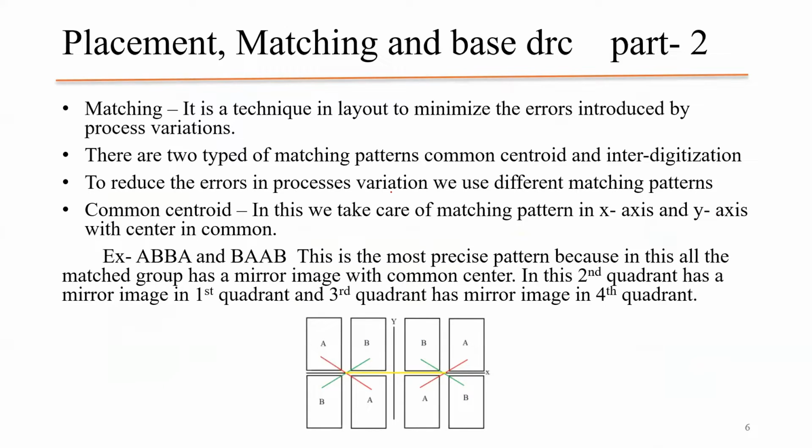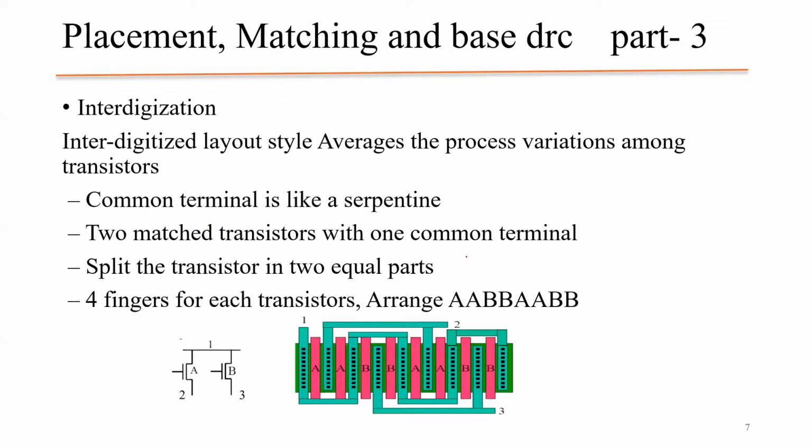So in the placement, there is a matching part which has two kinds of matching: one is common centroid, one is interdigitization. I'm just giving an overview. We will discuss it later in detail: how matching is done, what the patterns of matching are, and how we do it in the x-axis and y-axis. So this is the common centroid matching, and this is the interdigitization matching. It's just a small discussion, so I'm not explaining the matching in much depth.